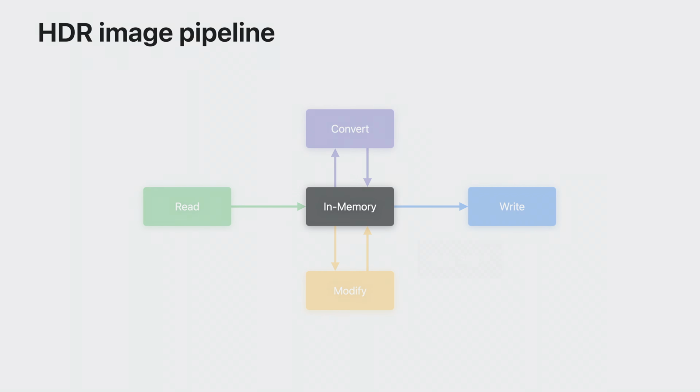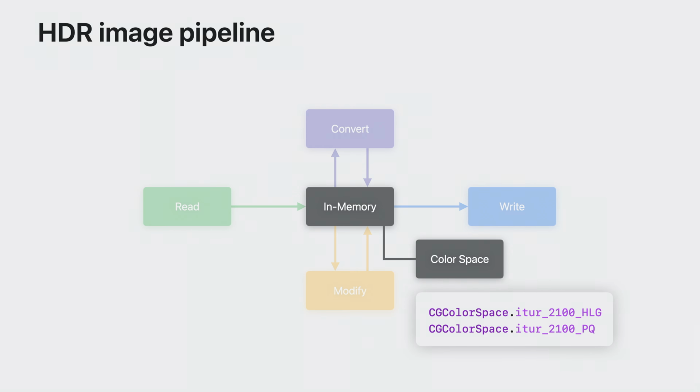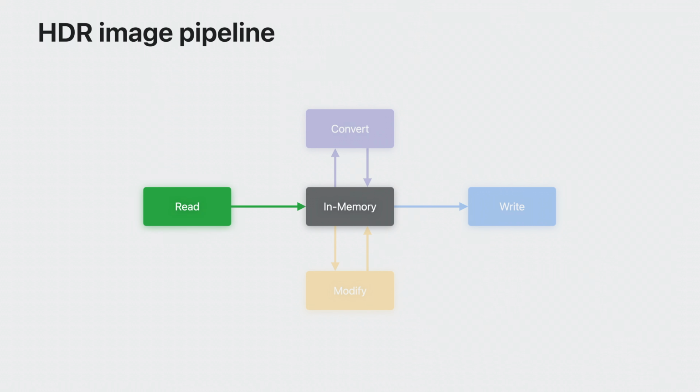A critical property of a functional HDR image pipeline is that image objects have an associated color space. For example, both CGImage and CIImage objects use the CGColorSpace API for this. Images can have a variety of supported color spaces, but an ISO HDR image will have a CGColorSpace that is either ITUR_2100 HLG or PQ. With that in mind, let's start with how to read ISO HDR images.